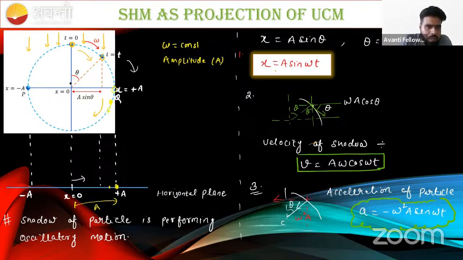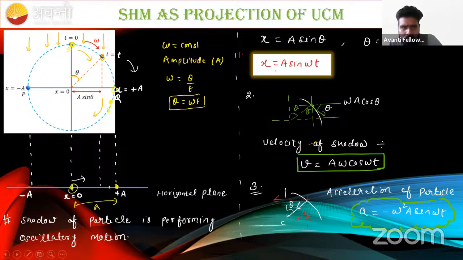Our particle is moving in the clockwise sense. And if we consider at t equal to 0, our particle is at this position. So where is its position? At the mean position. After any time t, the angle made by this particle is theta. We know that omega is nothing but the rate of change of angle, that is theta upon t. So here we can say that theta equal to omega t.